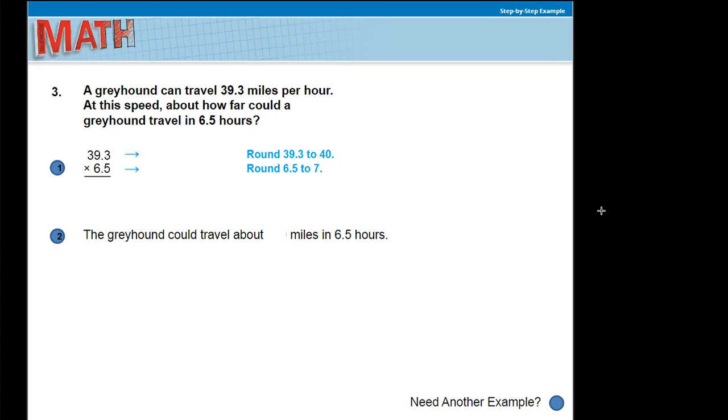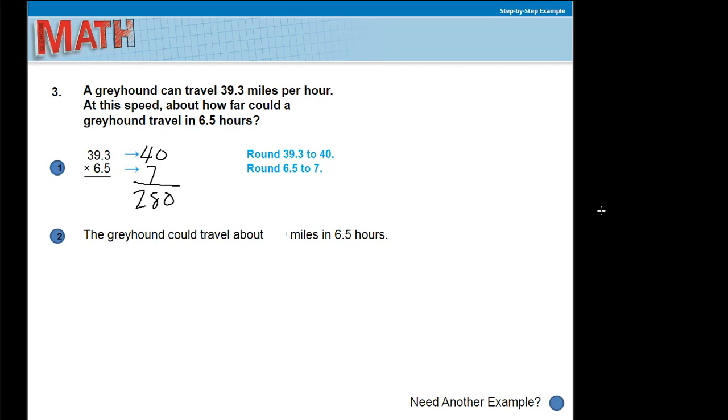So a Greyhound can travel 39.3 miles per hour at the speed. About how far can a Greyhound travel in about 6.5 hours? So right over here, it tells us we're going to round 39.3 to 40, okay? And we're going to round 6.5 to 7, okay? So because I know 7 times 4 is going to be 28, okay? And add our 0 at the end.